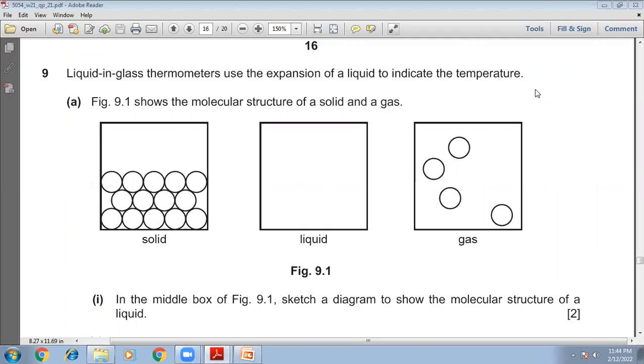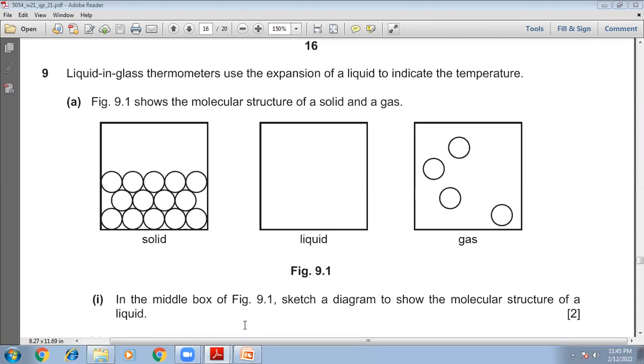Question number 9. Liquid in glass thermometers use the expansion of a liquid to indicate the temperature. Figure 9.1 shows the molecular structure of a solid and a gas. Here you have solid, here you have gas. The liquid structure has not been shown. In the middle box of figure 9.1, sketch a diagram to show the molecular structure of a liquid.